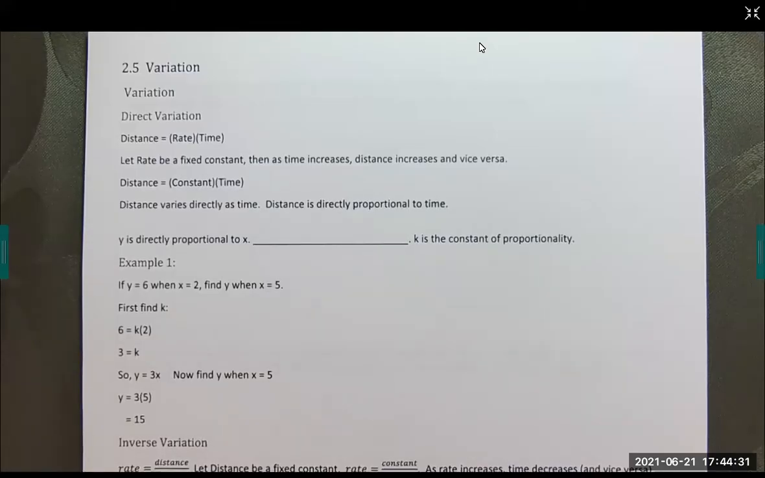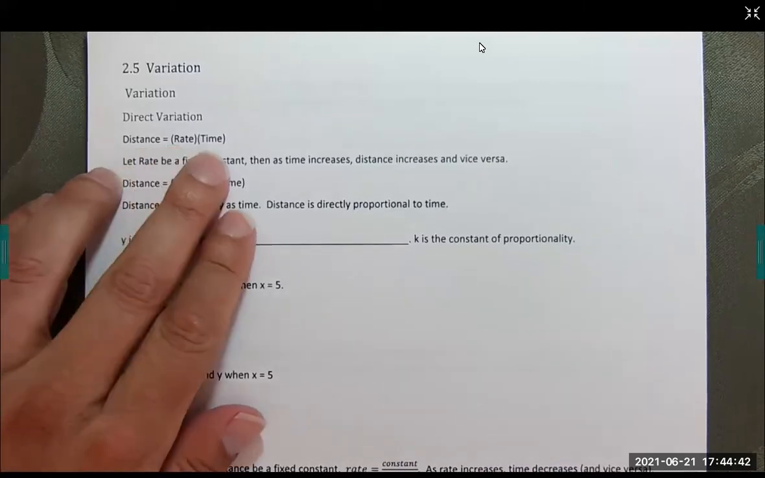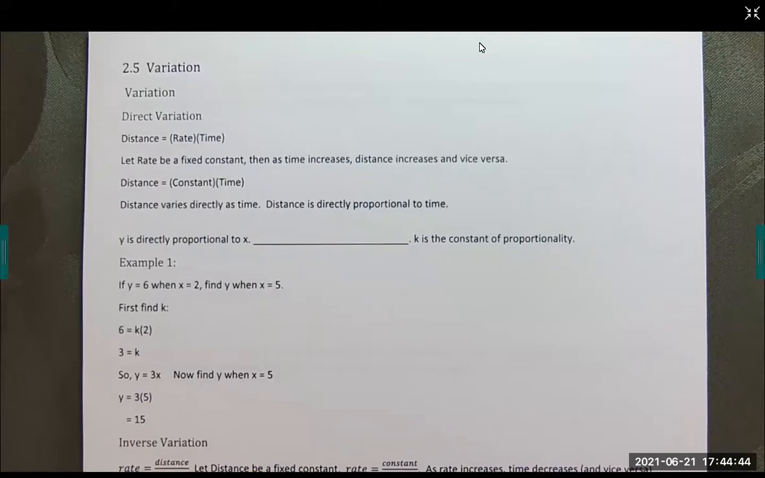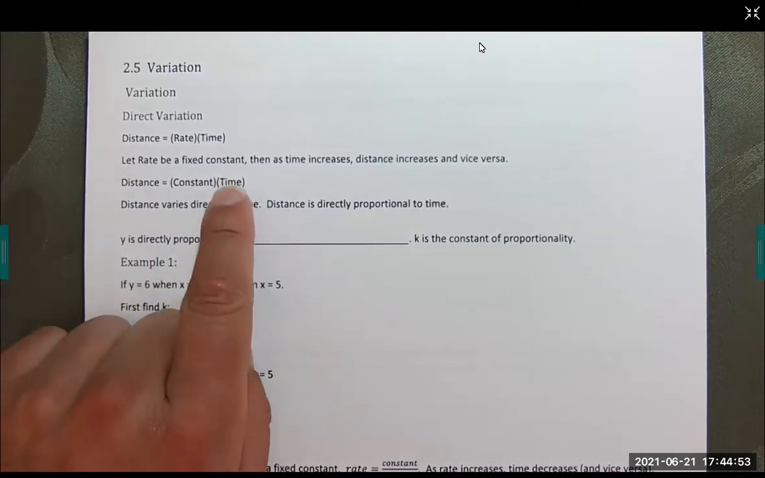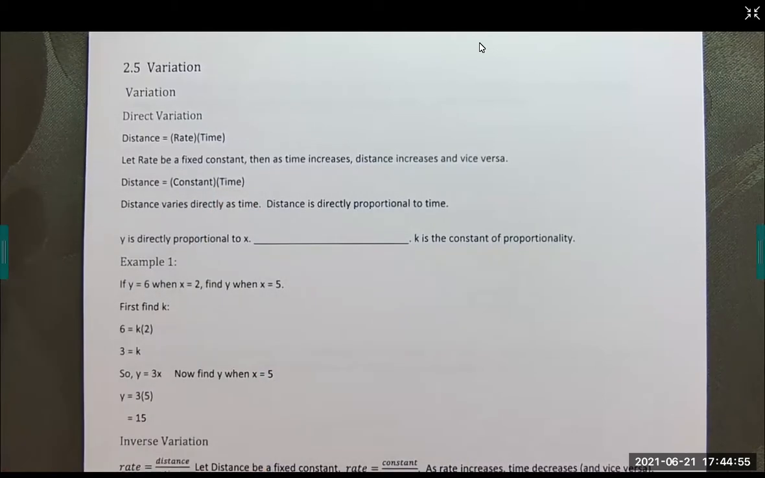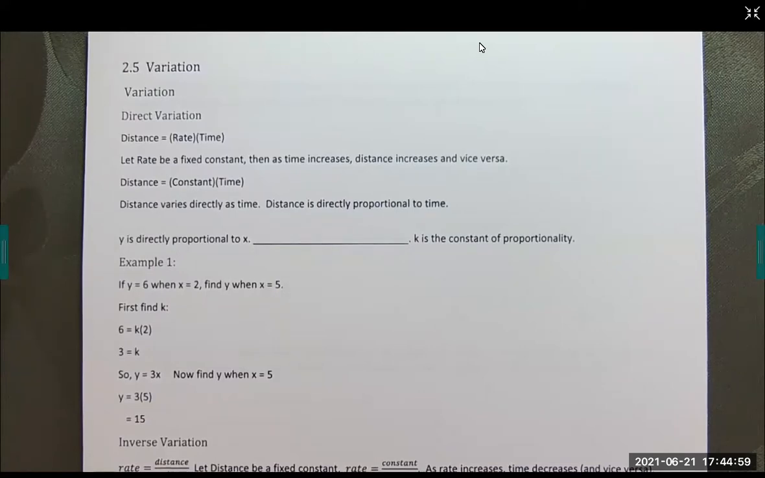Welcome back. We are to the final part of chapter 2, and we're going to talk about variation today. We're going to start with direct variation, and an example of that is our distance, rate, and time equation that we've already used in class. If we let the rate be a fixed constant, then we can say that the distance increases and decreases with time directly. So we say the distance varies directly as time, or is directly proportional to time.